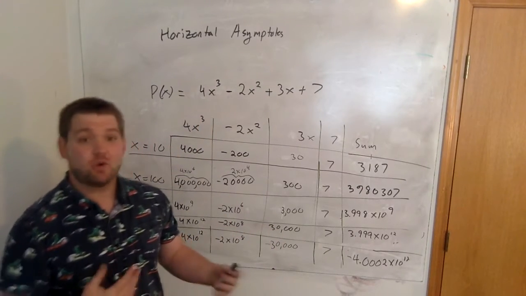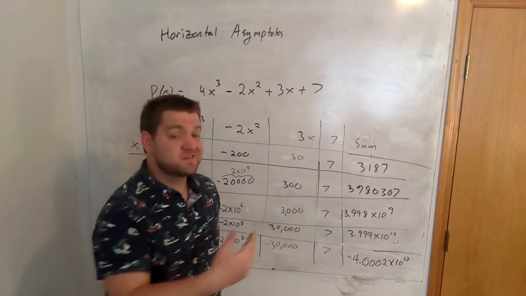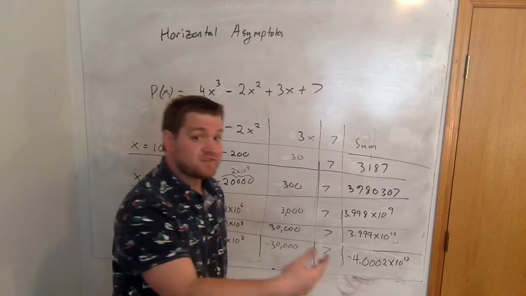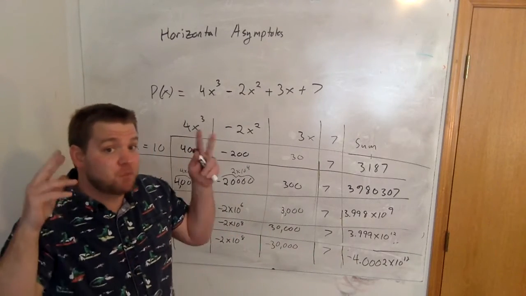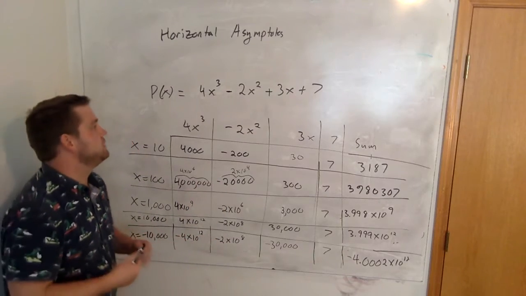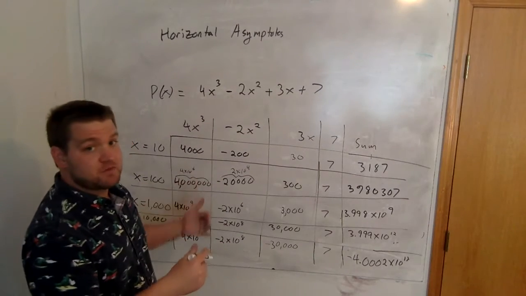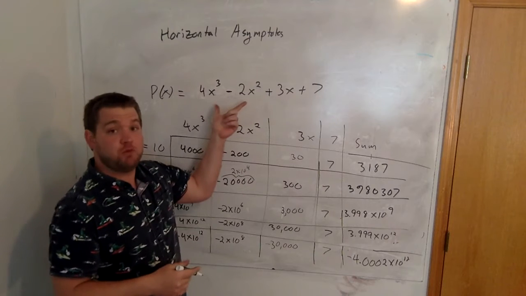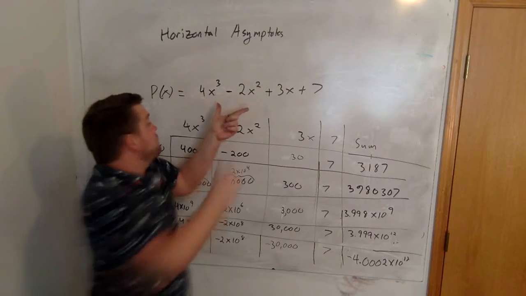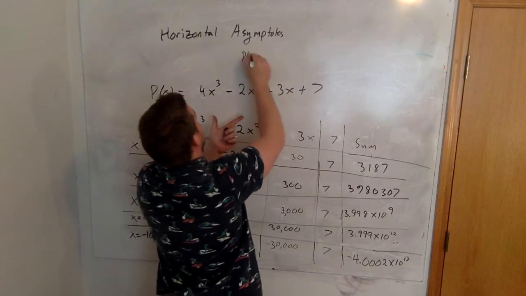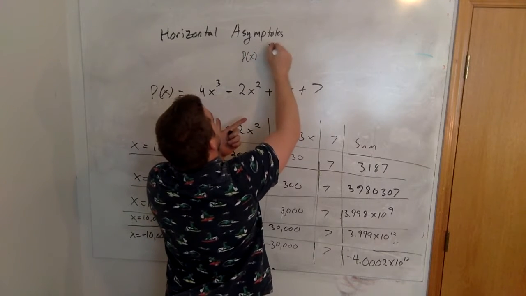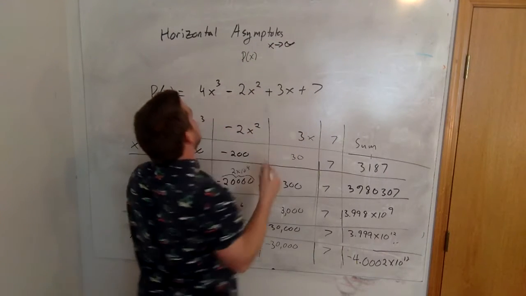I want to know what's going on with these functions as x is getting really, really large, or as x is getting really, really, really small. By small, I mean getting towards negative infinity. Now, an argument that I was making is, when we're looking at a polynomial, what we want to know is what's happening to the polynomial as our inputs get really large.